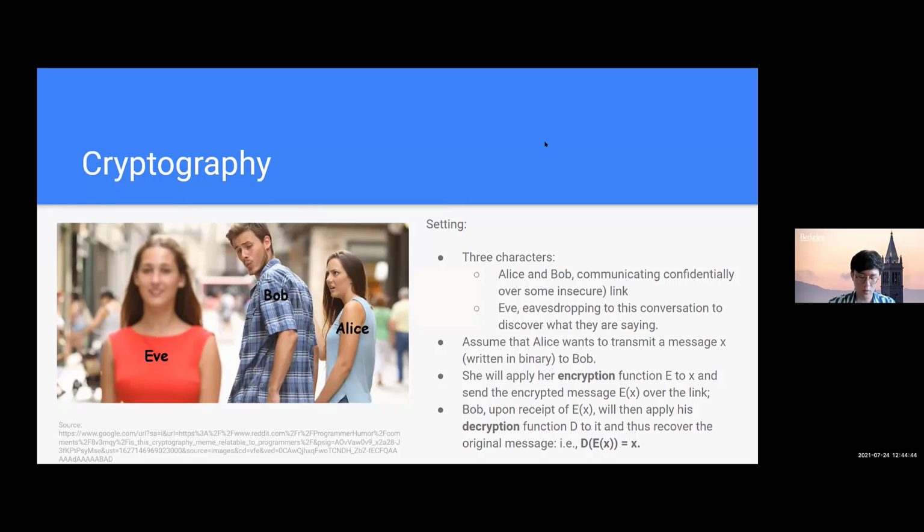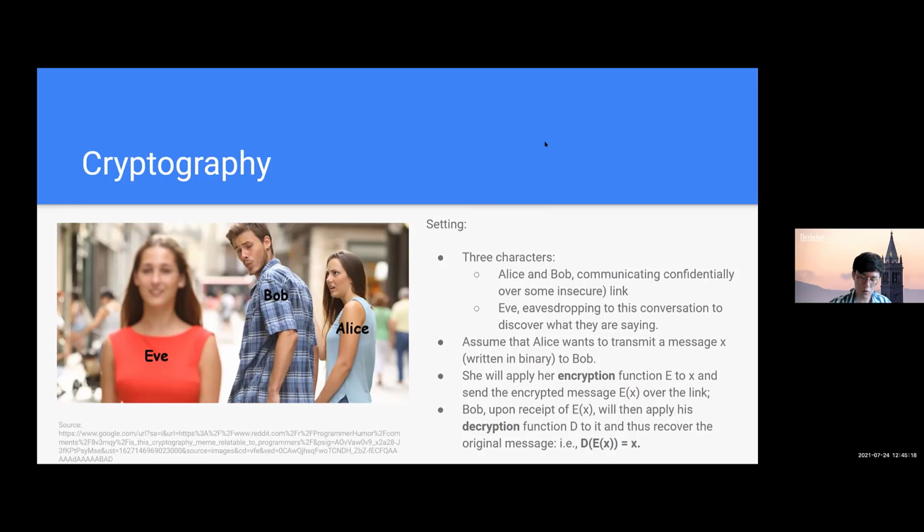So let's assume that Alice wants to transmit a message called X to Bob in a secure way. Then she will apply her encryption function E so that it can be securely encrypted and sent over the link, so that someone cannot decrypt that message without the decryption function that fits E(X). Then Bob, upon receipt of the encrypted message, will apply his decryption function D over it. So he would be able to recover the original message: D(E(X)) is equal to the original message X.